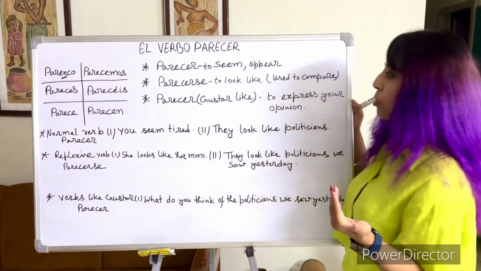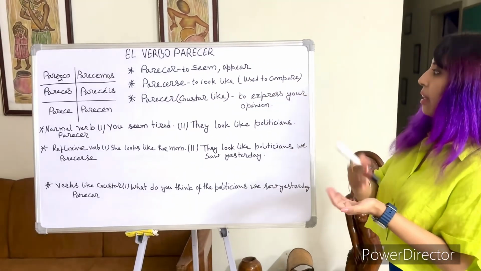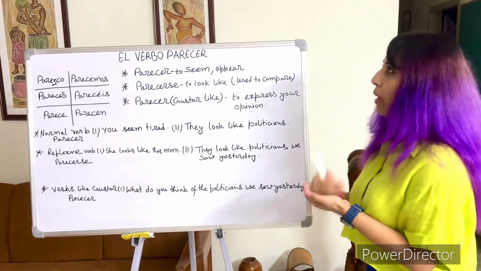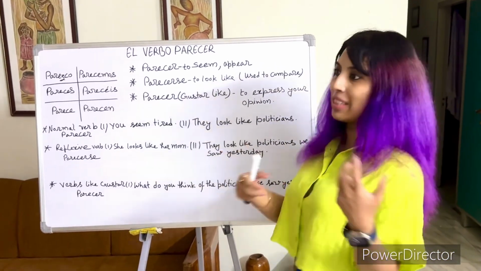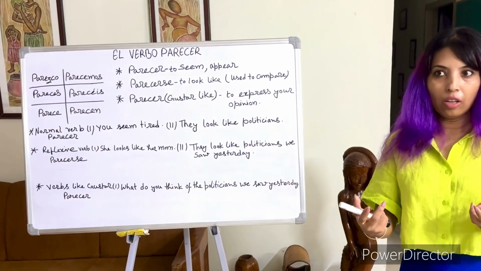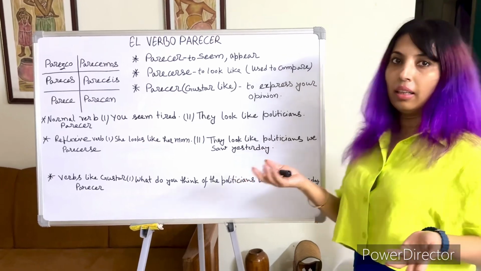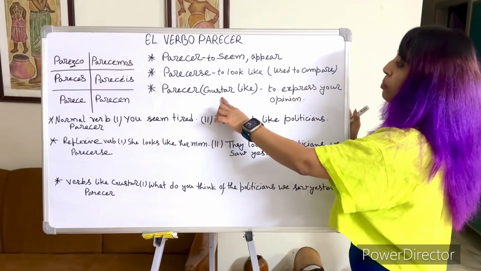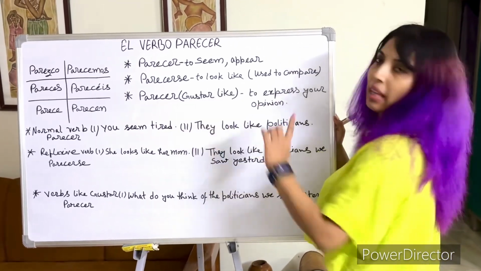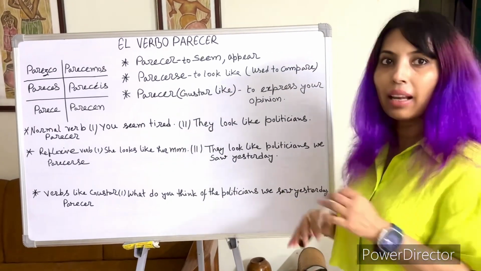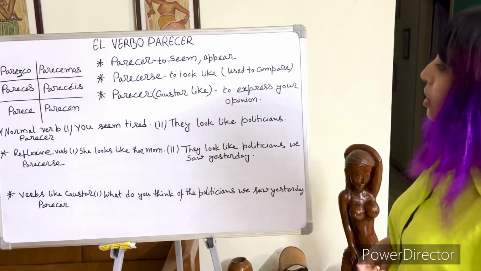And when are you supposed to use it as you use the verb gustar? When you want to know someone's opinion about something, or when you want to give your opinion about something, then you use parecer as gustar-like. So let's go through examples and you will understand it clearly.